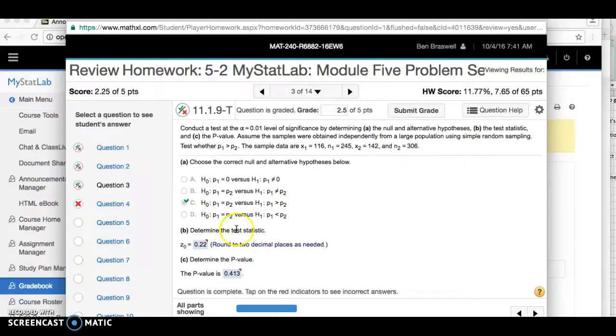I'm looking at a problem that you did, number 3 here. It talked about determining the test statistic, and this is the answer that it's supposed to be. The 9.32 is the answer that you gave. So let's just look at how we can go about this.